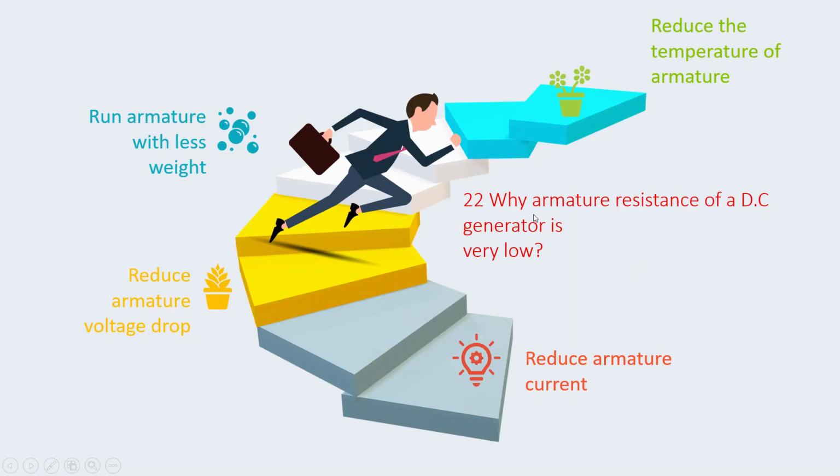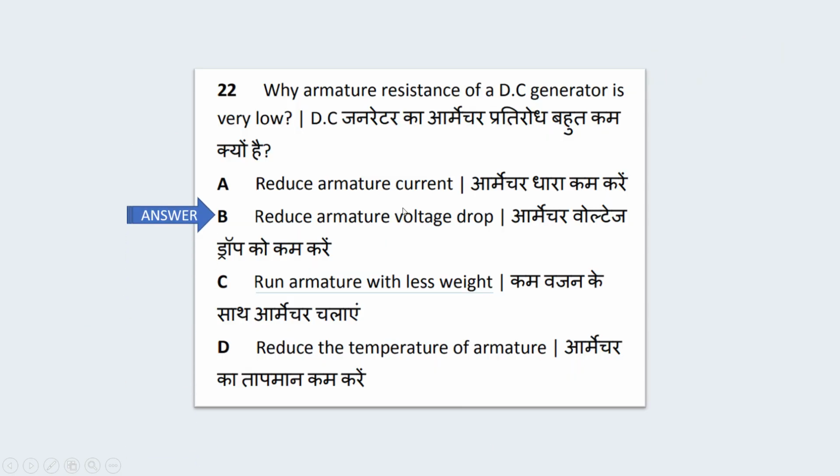Why is the armature resistance of a DC generator very low? Reduce the armature current, reduce the armature voltage drop, run armature with less weight, reduce the temperature of the armature. The answer is reduce the armature voltage drop.